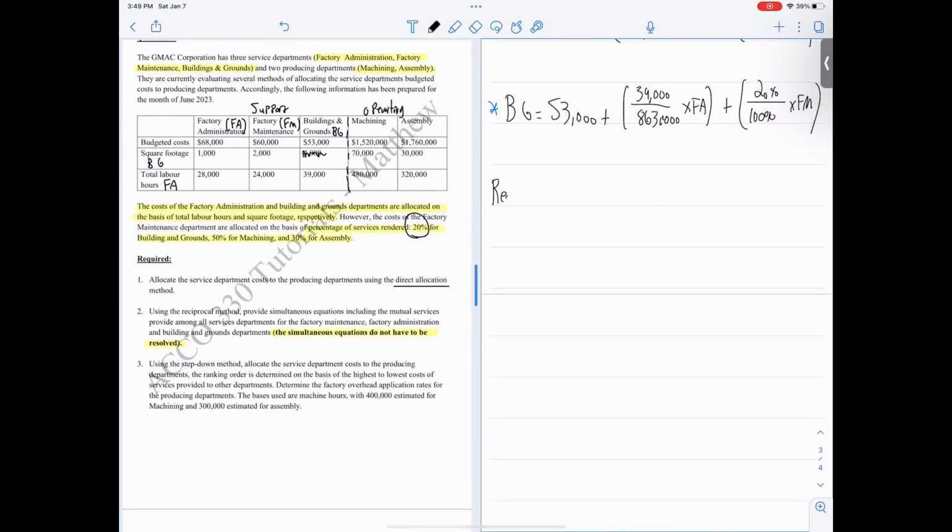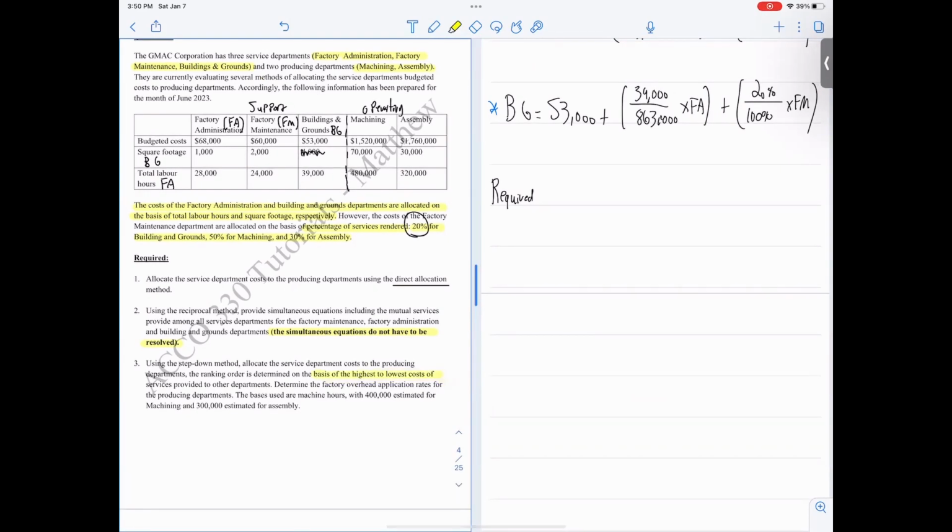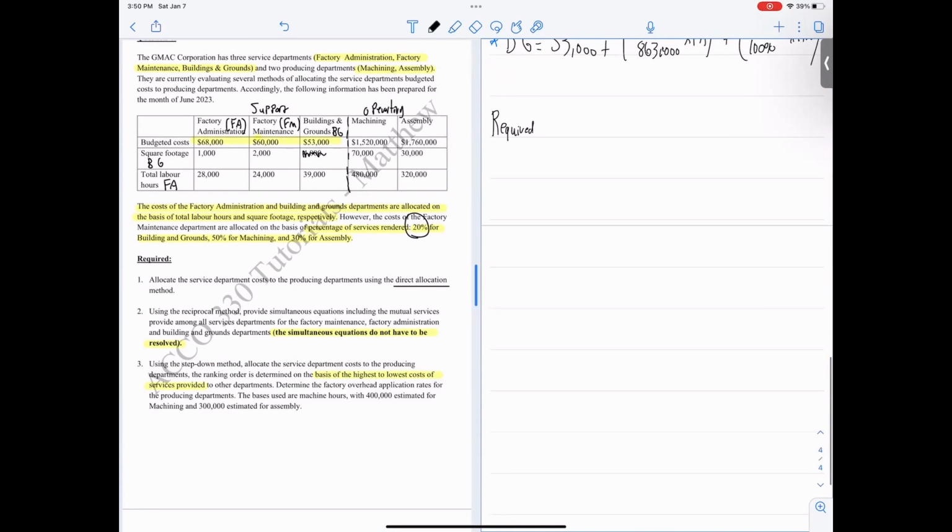Now, required 3 is to do the step-down method. And when doing the step-down method, we have to see how they are doing the ranking. The ranking's based on the highest and lowest cost. Let's check the highest and lowest cost. Wow, guys, they were very nice to us. It's in the right order already, so no reason to mess anything up. We are chilling. Let's go build our chart.